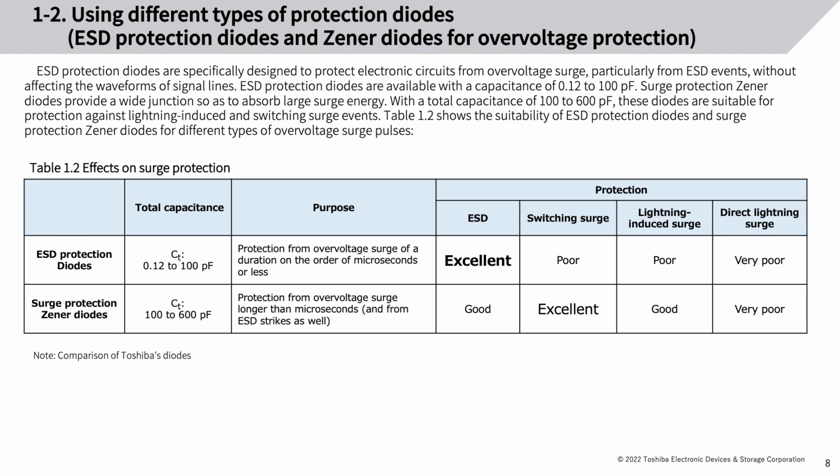ESD protection diodes are specifically designed to protect electronic circuits from overvoltage surge, particularly from ESD events, without affecting the waveforms of signal lines. ESD protection diodes are available with a capacitance of 0.12 to 100 picofarad. Surge protection Zener diodes provide a wide junction so as to absorb large surge energy. With a total capacitance of 100 to 600 picofarad, these diodes are suitable for protection against lightning-induced and switching surge events. Table 1.2 shows the suitability of ESD protection diodes and surge protection Zener diodes for different types of overvoltage surge pulses.